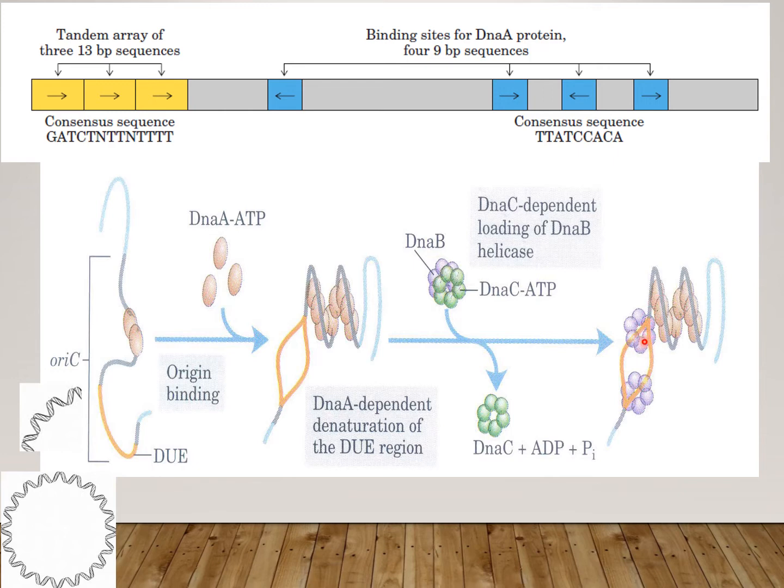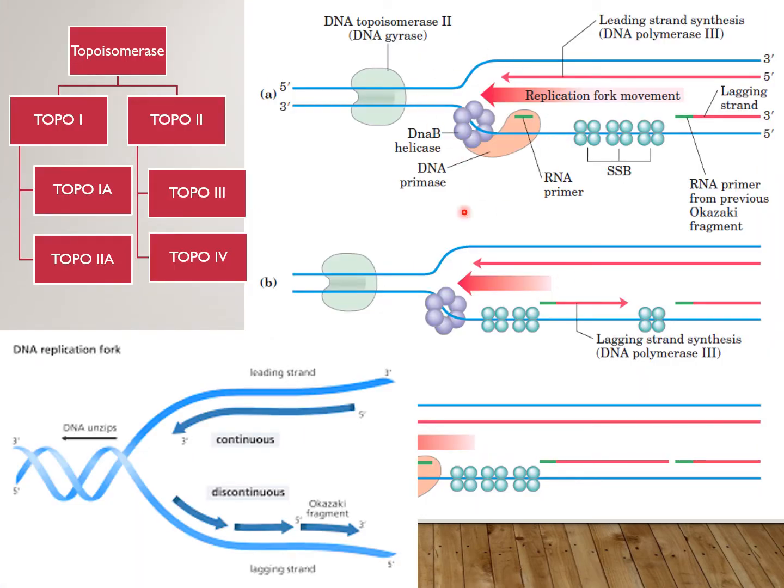In the next slide, you can see we have highlighted one part of this replication fork. So we are looking at one replication fork. This is a helicase which is loaded on one of the strands, and there is another helicase which will be somewhere here.